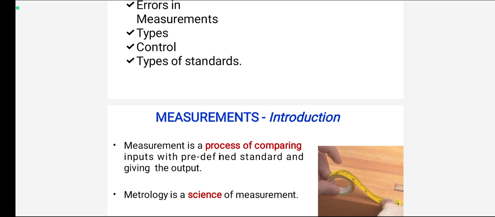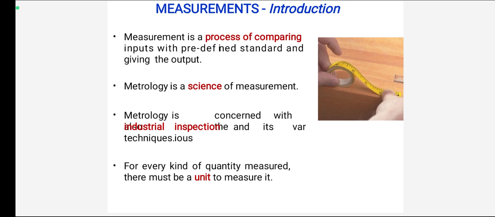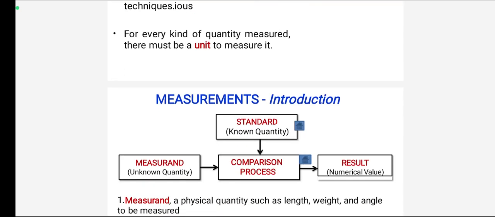Measurement is a process of comparing input with a predefined standard and giving the output. Metrology is the science of measurement. Metrology is concerned with industrial inspection and its various techniques. For every kind of quantity measured, there must be a unit to measure it. Next, there are four steps for measuring a quantity. The first one is measurement, the second is the comparison process, and then we give the final result.